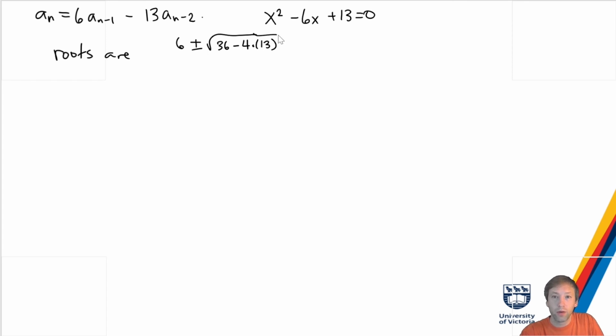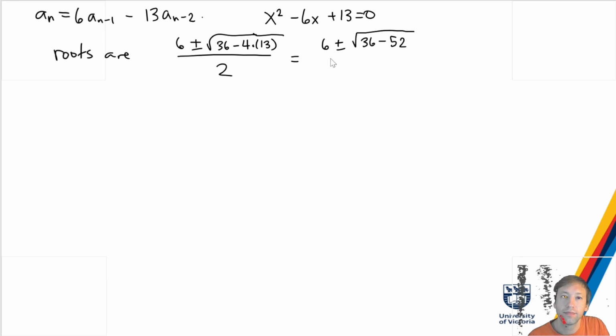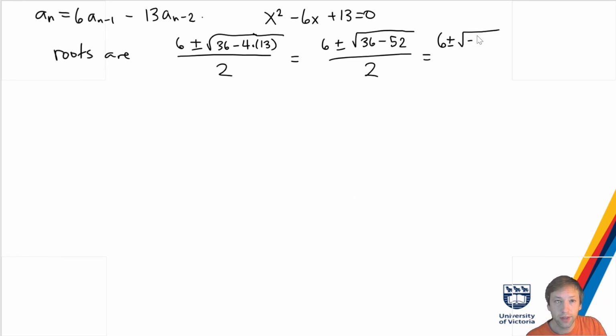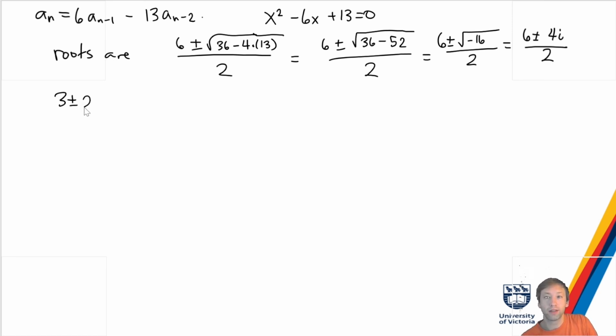4 times 13, over 2, which is going to be equal to 6 plus or minus the square root of 36 minus 52, over 2. Okay, so we can see we've got a negative number in there. So what we've got is the square root of negative 16, and the way complex numbers work is that this is 4 times i, because it's 4 times the square root of negative 1. The square root of negative 1 is i. So our roots are 3 plus or minus 2i.